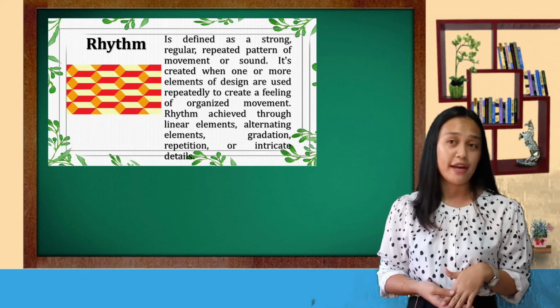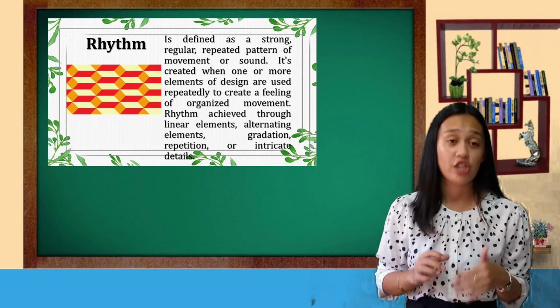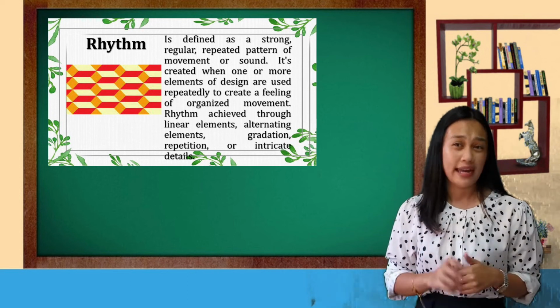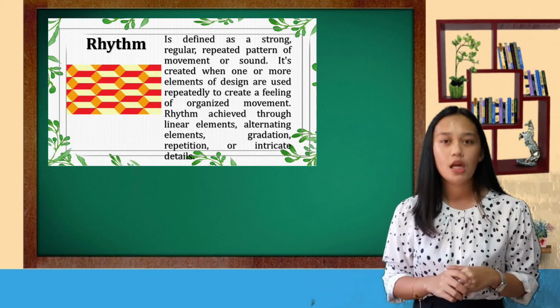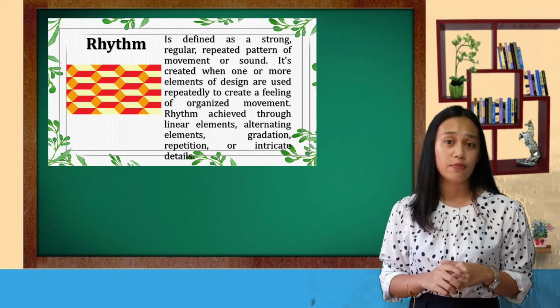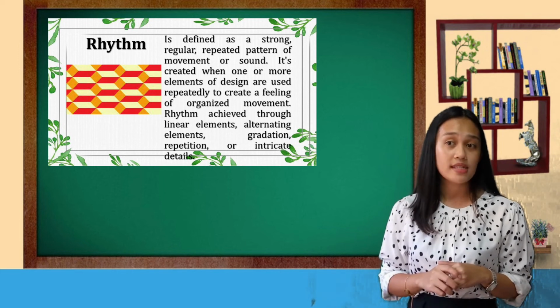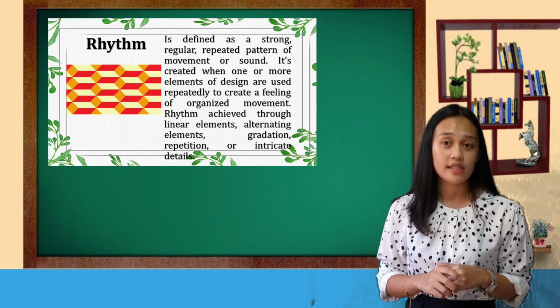Rhythm in art refers to the arrangement of shapes in a way which creates an underlying beat. It is similar to the rhythm of music, but instead of notes and sounds, we use colors and shapes.